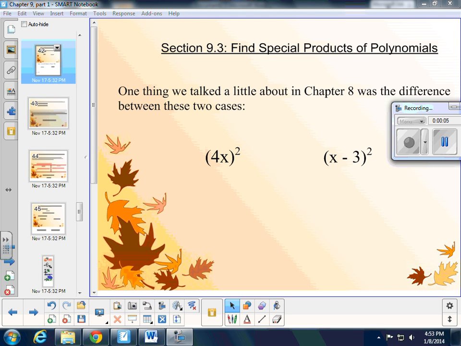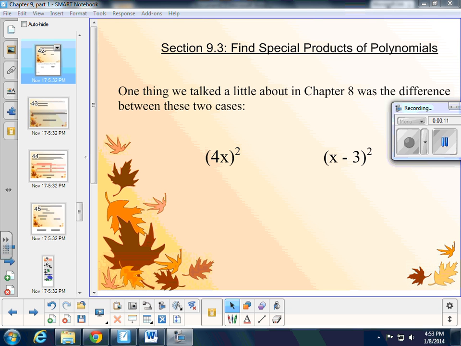Today's lesson is on section 9.3, finding special products of polynomials. So far in this chapter, we've added polynomials together. The table method and the FOIL method. Those will still come in handy in this section.